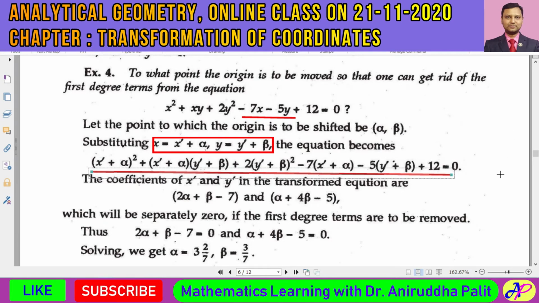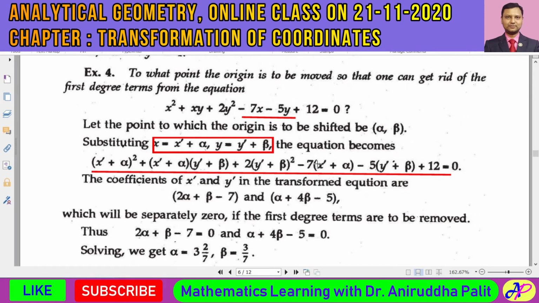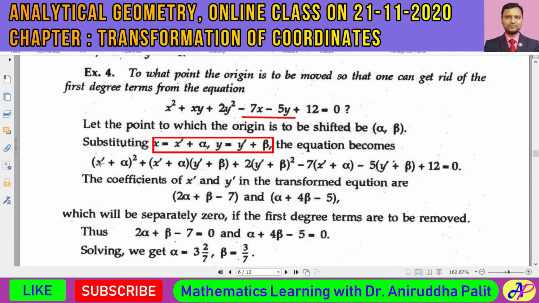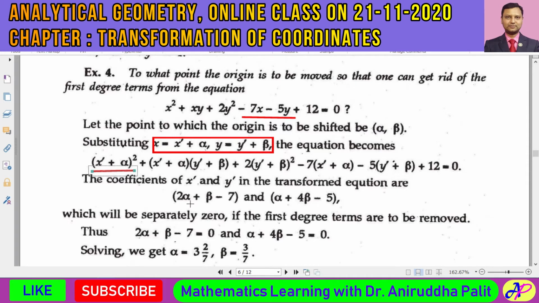Just what you need to do, you need to identify the coefficient of the first degree term. That means the coefficient of x prime and the coefficient of y prime. How to identify it? Over here, from this first term, we can have the coefficient of x prime, twice x prime alpha. That would be the coefficient, twice x prime alpha. So if you consider the coefficient of x, we will have the contribution twice alpha from this term.